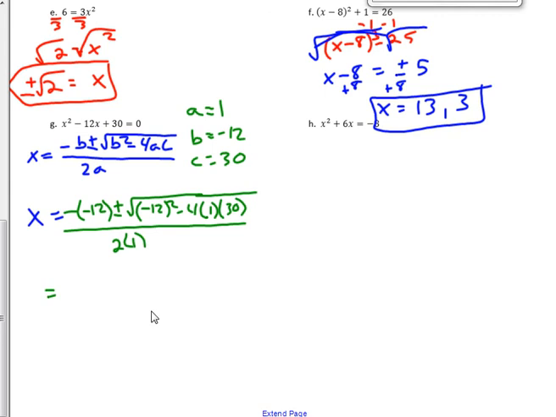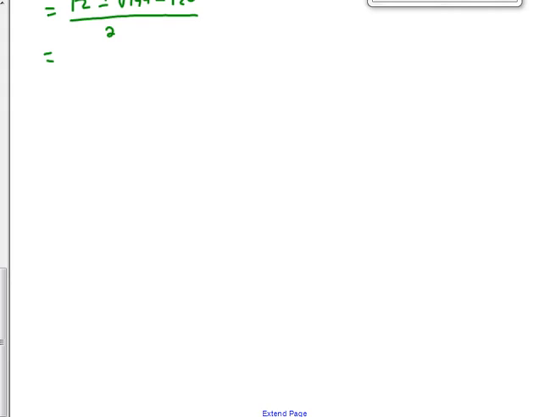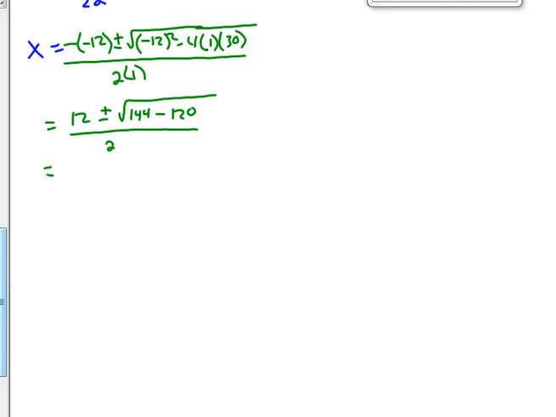Now simplifying this, again, I like to do the inside of the radical separate, so if you wanted to do inside the radical separate, go ahead and do that. Otherwise, all of it combined, I've got negative 12 squared is 144, and then 4 times 1 times 30 is going to give me 120. And this is all divided by 2. So when I continue this, I've got 12 plus or minus the square root of 144 minus 120 is 24, all divided by 2.